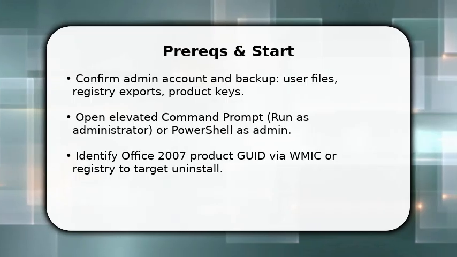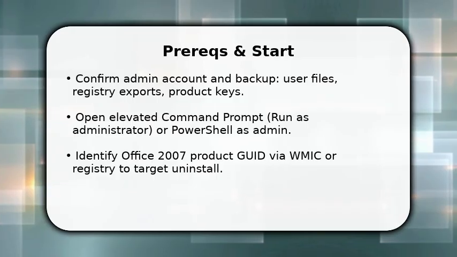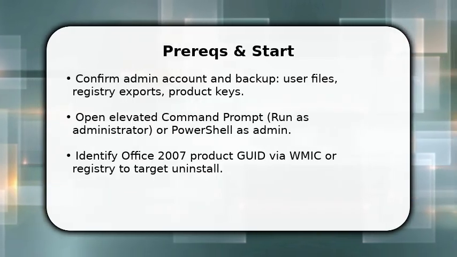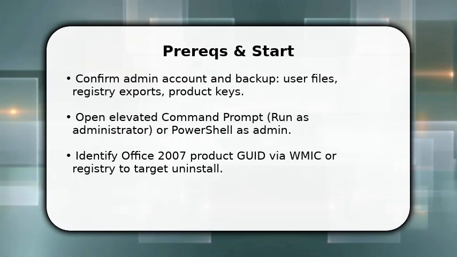Next, locate the Office 2007 product GUID using WMIC or by checking the registry. This GUID is the exact identifier you will pass to the uninstall command, so get it right before proceeding.